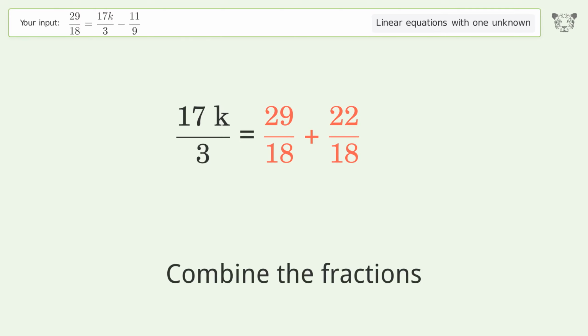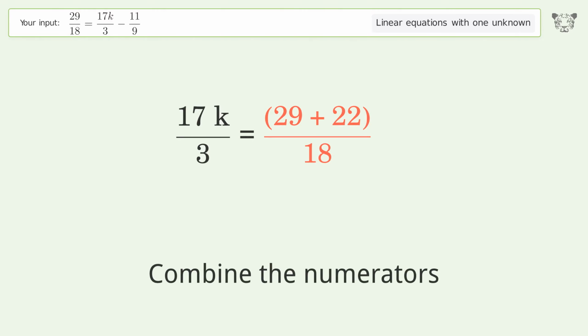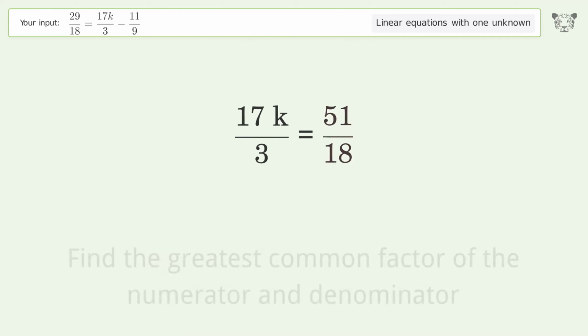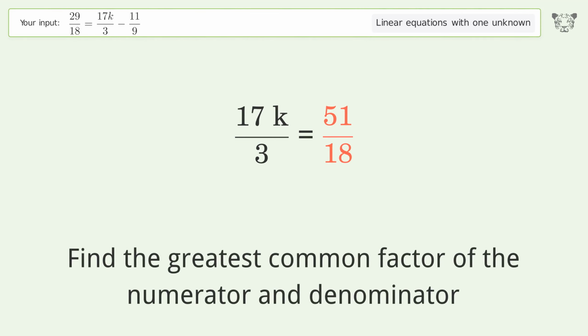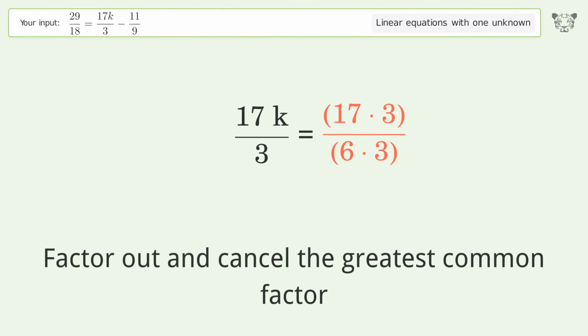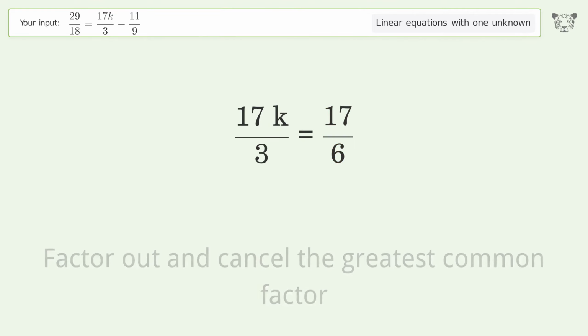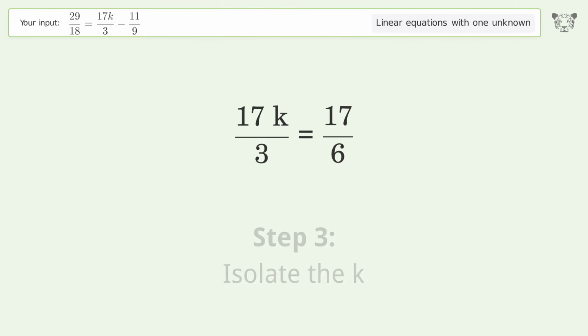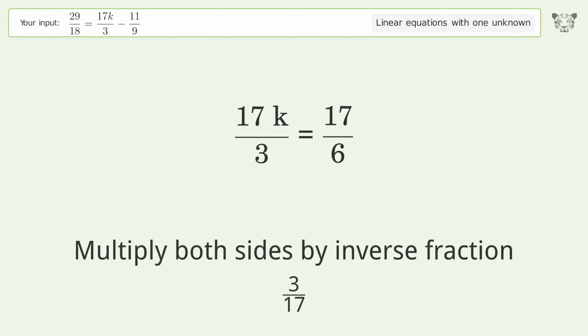Combine the fractions. Combine the numerators. Find the greatest common factor of the numerator and denominator. Factor out and cancel the greatest common factor. Isolate the k. Multiply both sides by inverse fraction 3 over 17.